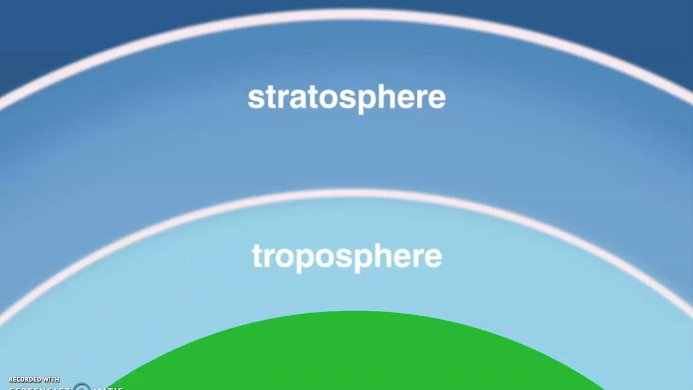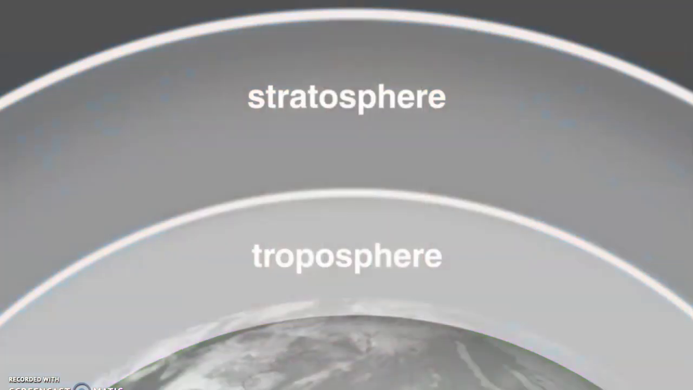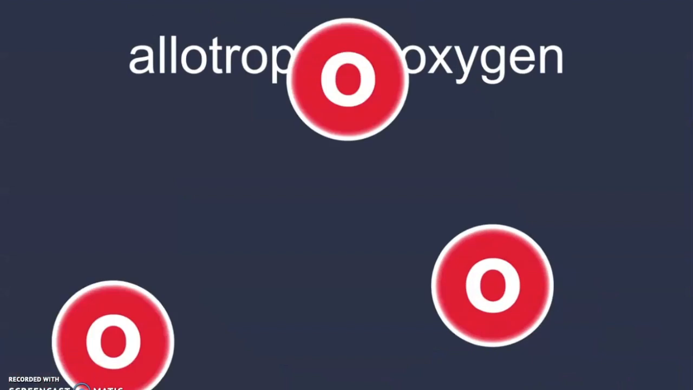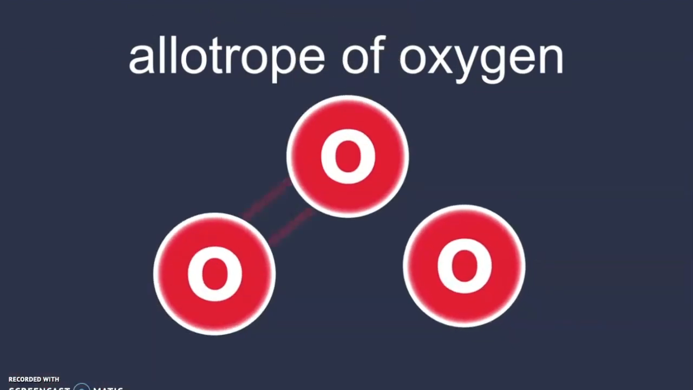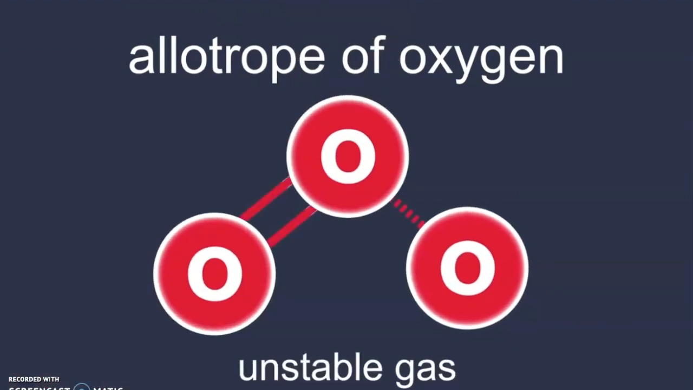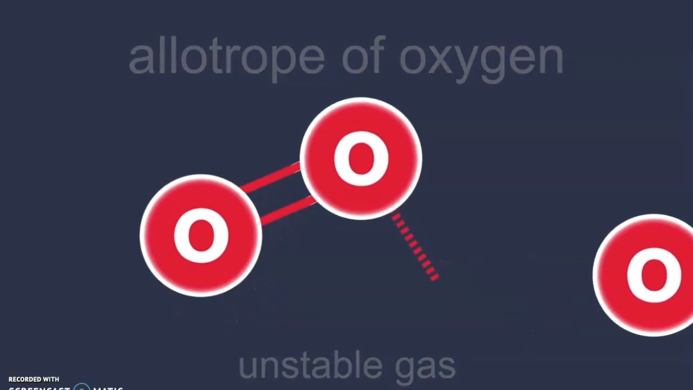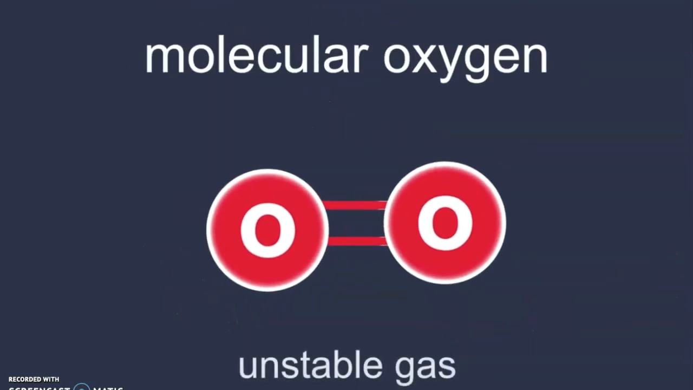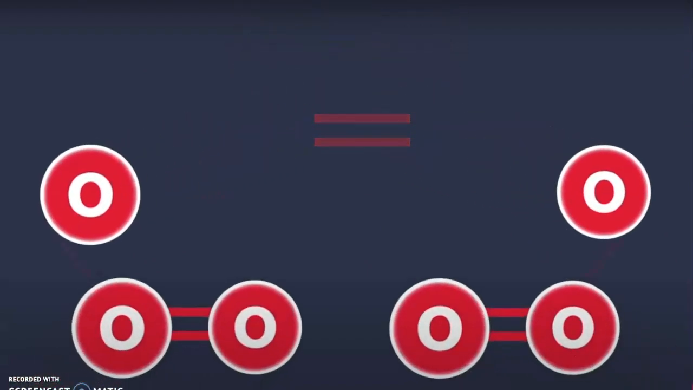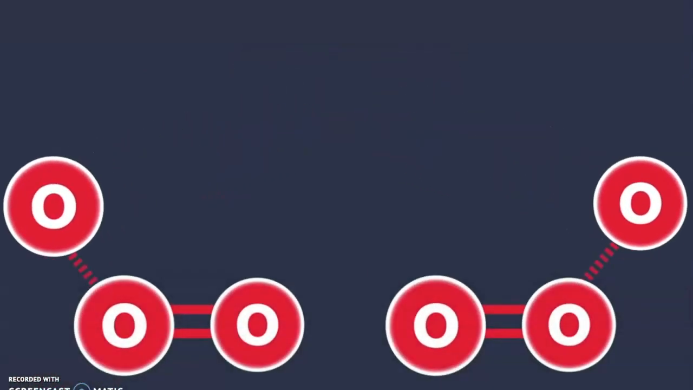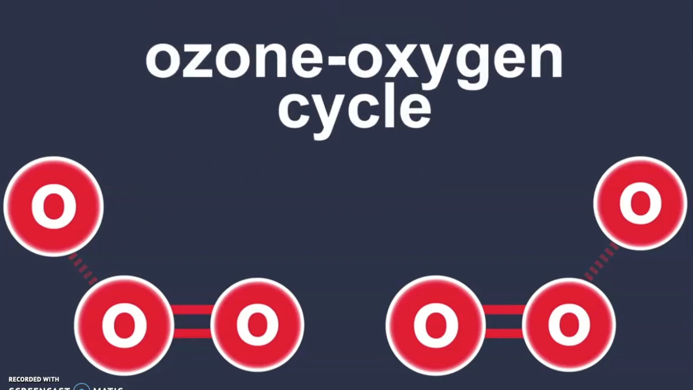So where does this good stratospheric ozone come from? Pause the video and think of the formula of ozone. Well, ozone is an allotrope of oxygen. Its molecules are made of 3 oxygen atoms bonded weakly together. It is an unstable gas which slowly decomposes back to molecular oxygen. The ozone in the stratosphere is continually being made and broken by the ultraviolet light in the ozone-oxygen cycle.